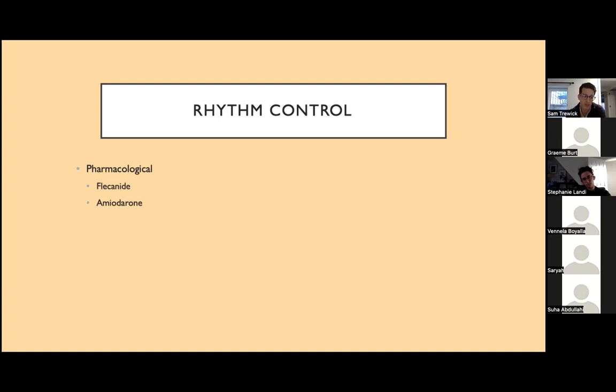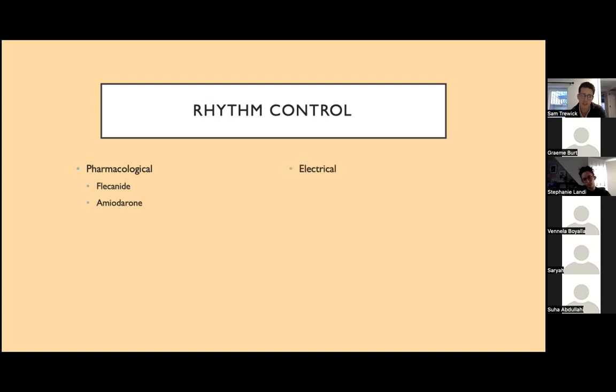Amiodarone is a drug that can be used when you've got a normal heart function, but is also effective if there's evidence of heart failure as well, or left ventricular failure. The trouble with this drug is it can be associated with some side effects like thyroid dysfunction. It's important to discuss that with the patient before we start it.